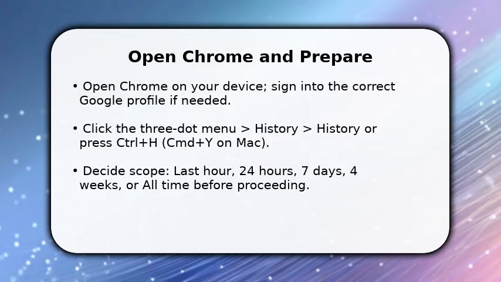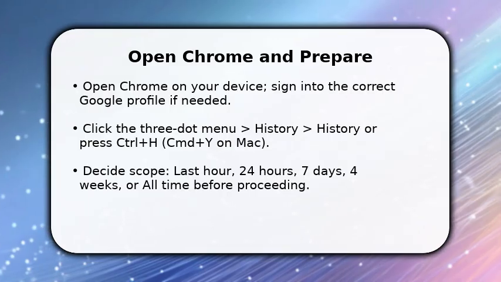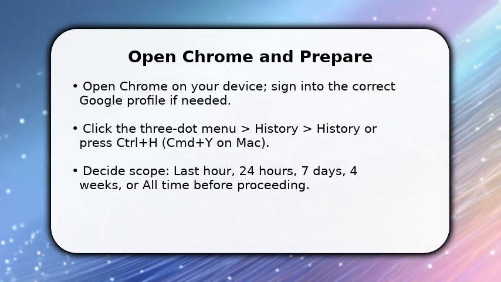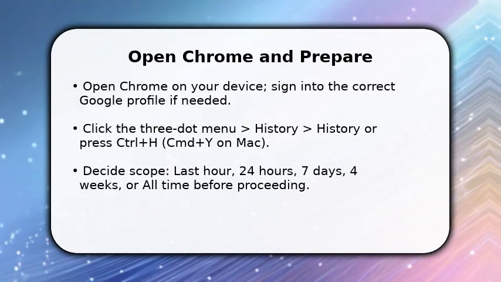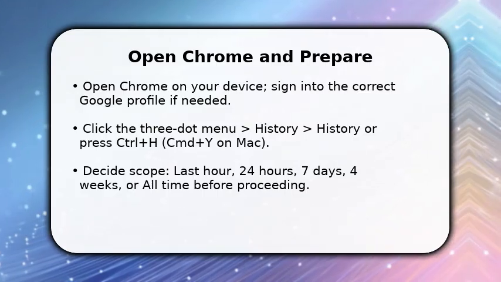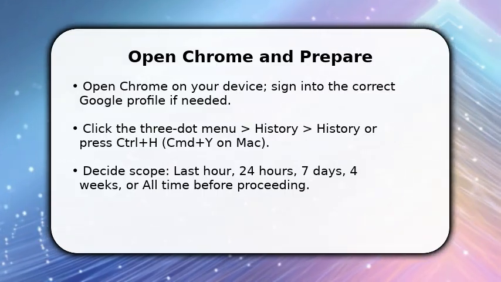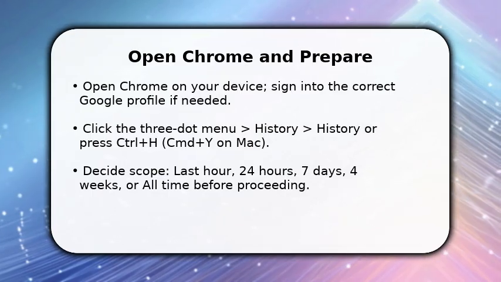You start inside Chrome with the profile that holds the search history you want removed. Click the three-dot menu at top right and open History, or press Ctrl+H, CMD+Y on Mac. This lands you directly in the History view.